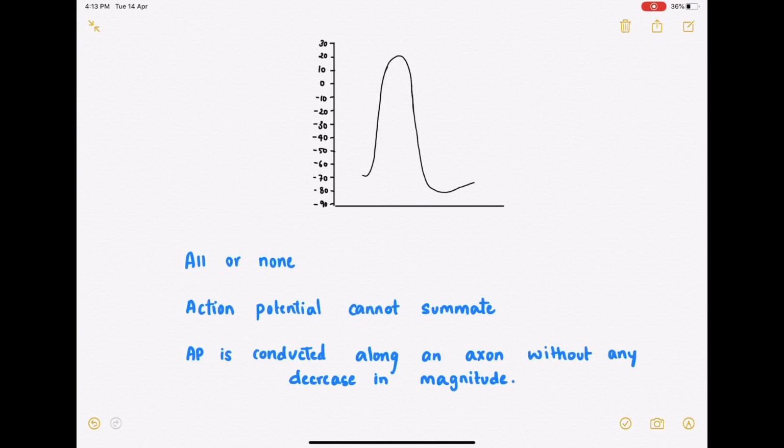Action potential follows the all or none rule. The action potential occurs only if the threshold is reached. Action potentials cannot summate. An action potential is conducted along an axon without any decrease in the magnitude.